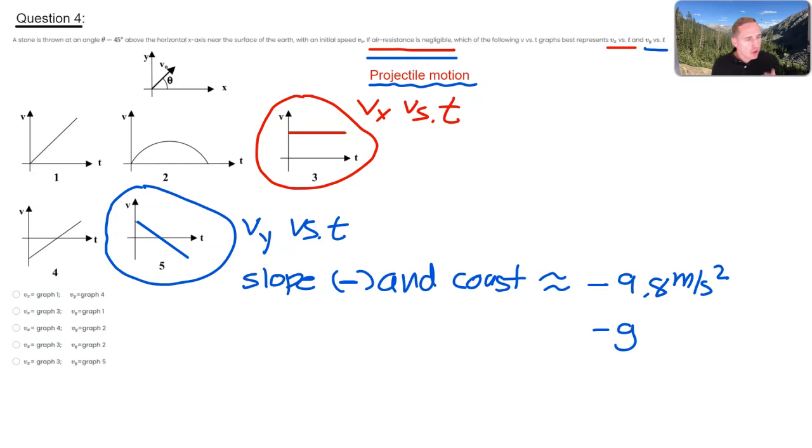So we need to look for the choice that has Vx is graph 3, but then Vy is graph 5. So I'm thinking that's this final choice. So they tried to hide it as the last choice. Vx is graph 3, Vy is graph 5. Okay, so I'm going to consider that this question is done, and then we'll move on.